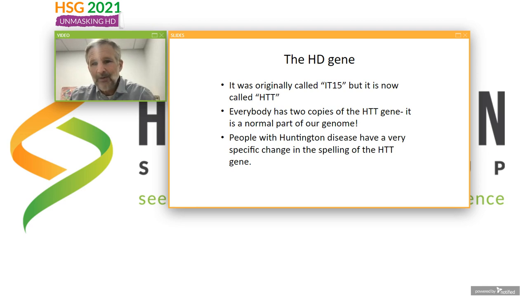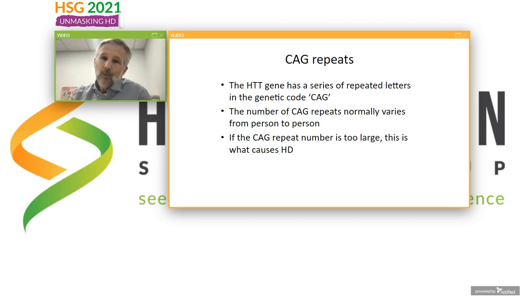And so there's a very, very specific change in the spelling of the gene that causes Huntington's. And what that change is, a lot of you now are familiar with CAG repeats, people call them. There's a series of repeated letters in the Huntington's disease gene that goes over and over again, CAG, CAG, CAG. I'm dating myself a bit when I say it's almost like a record player, a CD player, where something skips and just goes over and over and over again. The same type of thing happens in the Huntington's gene. There's a series of letters in the genetic code, CAG, that are repeated over and over again.